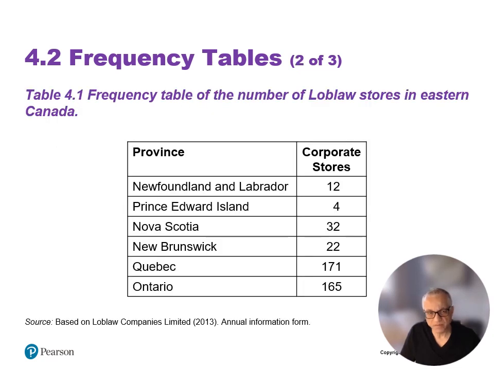Maybe this is a very clear example: if we are following how many shops or outlets a certain retailer has, like here is an example of Loblaw. This is just a frequency table telling us that in the province of Newfoundland and Labrador they have 12, while New Brunswick has 22 and Ontario has 165. So this is just a presentation in terms of a table, and it's an absolute number.